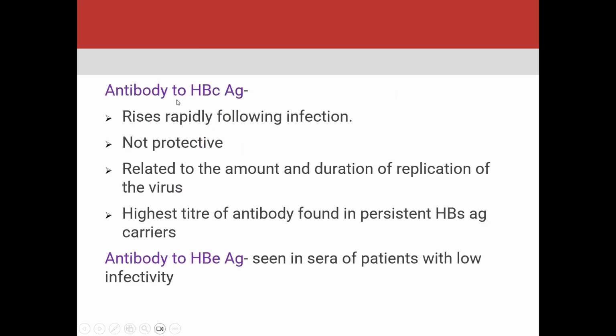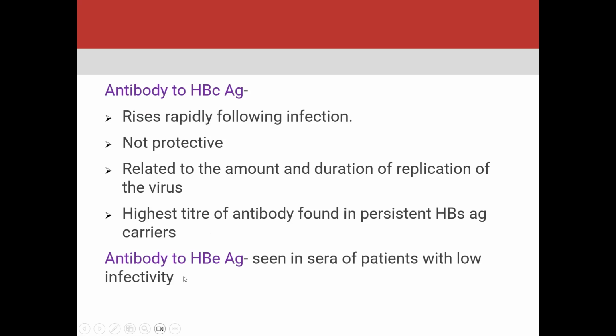Next, antibody to HBc antigen. It increases rapidly following the infection. This antibody is not protective in nature; it doesn't give any immunity or protection from the infection. The amount of antibody depends upon the duration of replication of the virus, and the highest titer of antibody is found in persistent HBsAg carriers.